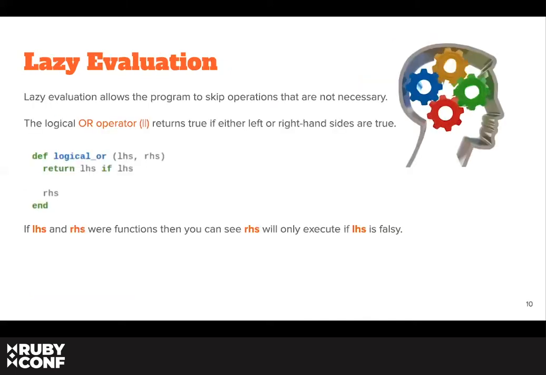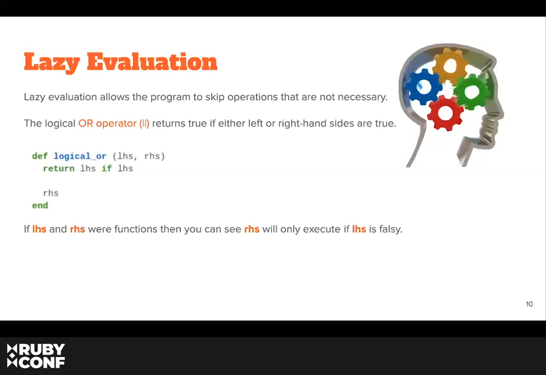So what is lazy evaluation? Lazy evaluation allows the program to skip operations that are not necessary. Like the logical or operator returns true if either left or right hand side is true. This means that if the left hand argument is true, then there is no need to evaluate the right hand side, since we already know the result will be true.